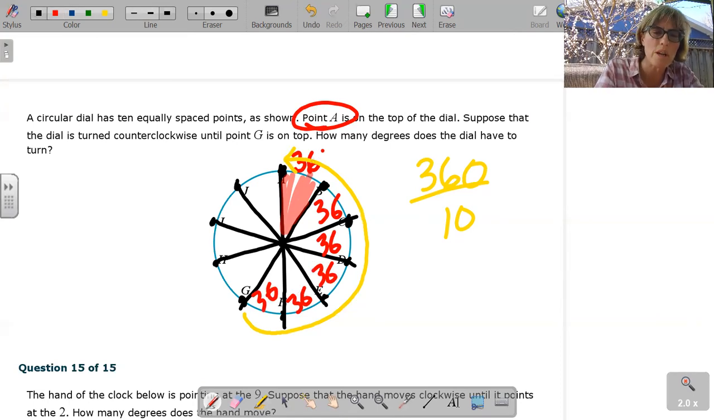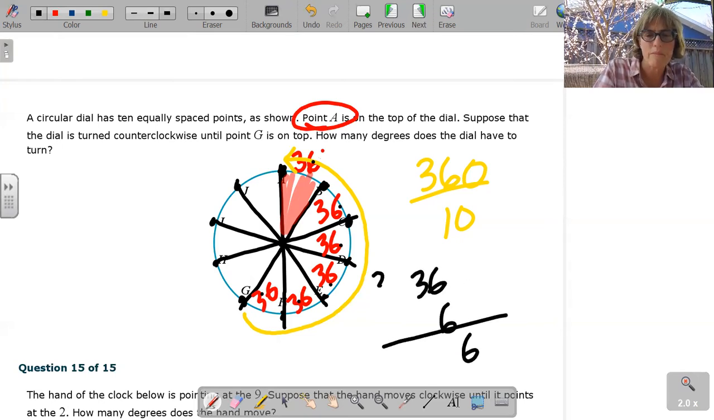That is 36 times 1, 2, 3, 4, 5, 6. 180 plus 36. It must turn 216 degrees.